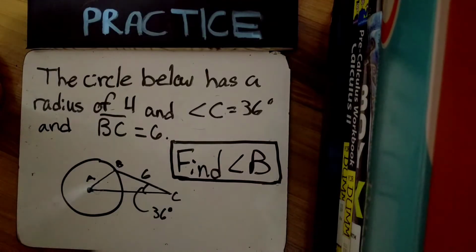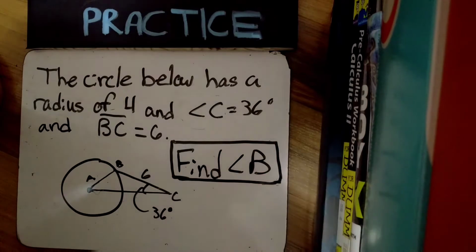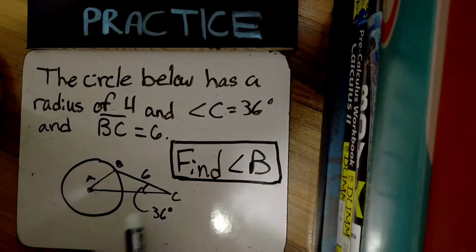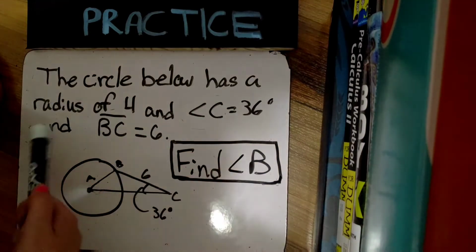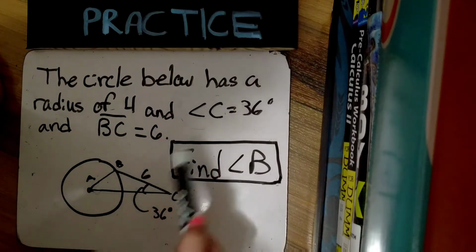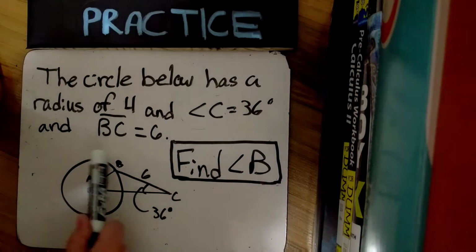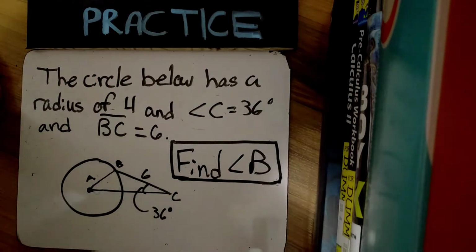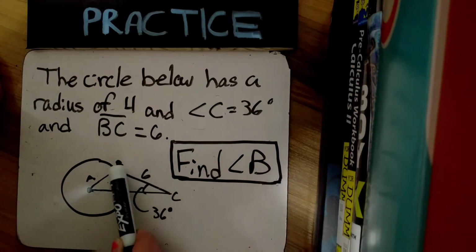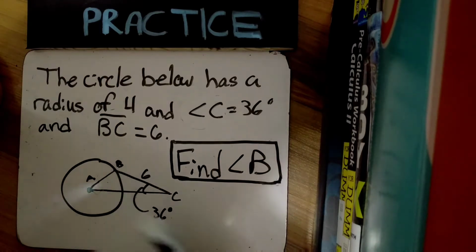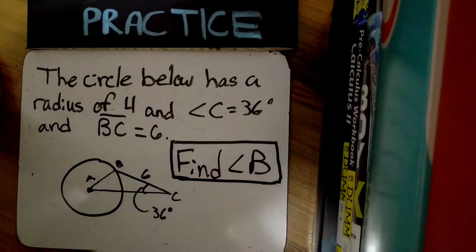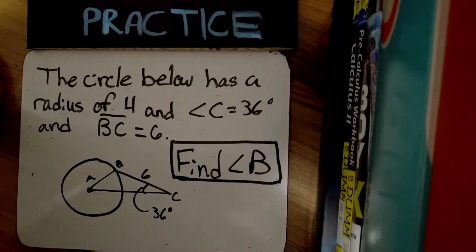Here is a practice problem for you to complete. So using this image here, which is not drawn to scale, the circle below has a radius of 4, and angle C equals 36 degrees, and segment BC equals 6 degrees. So using this information, find angle B, which is right here. So pause the video, write this down in your notes, solve it, and resume the video when you'd like to check your answer and see how it was done.